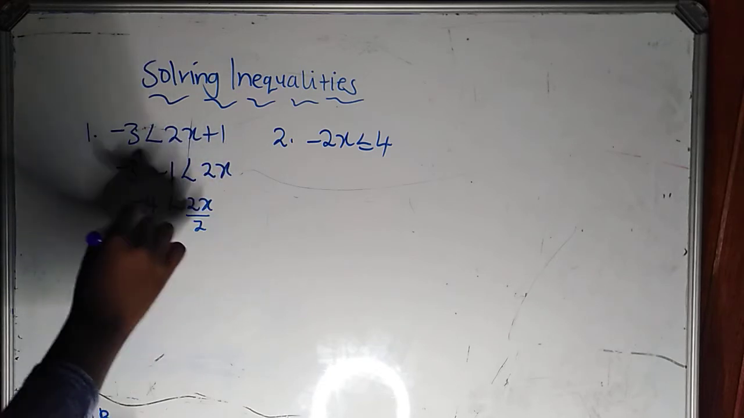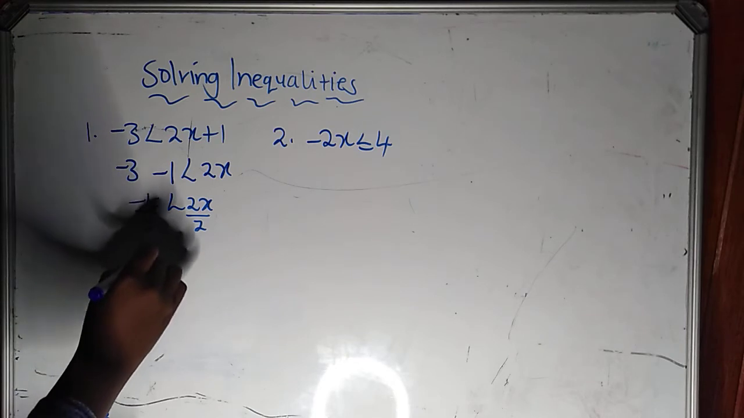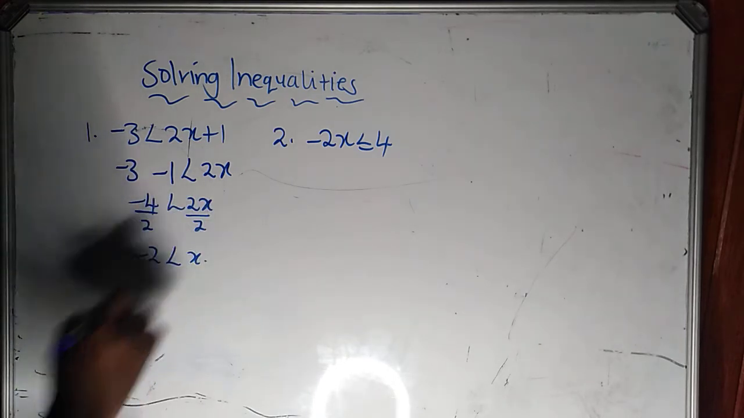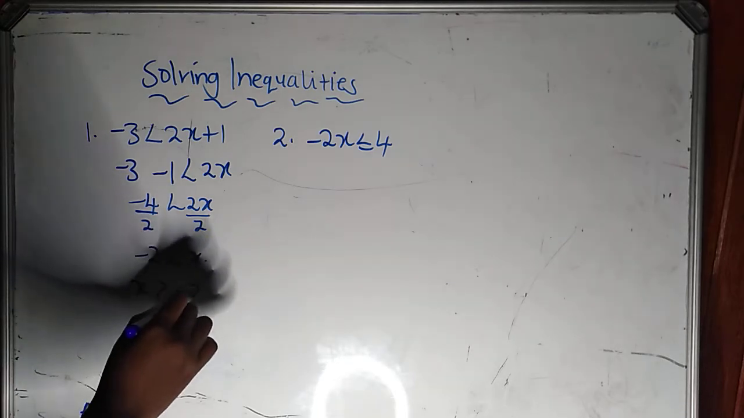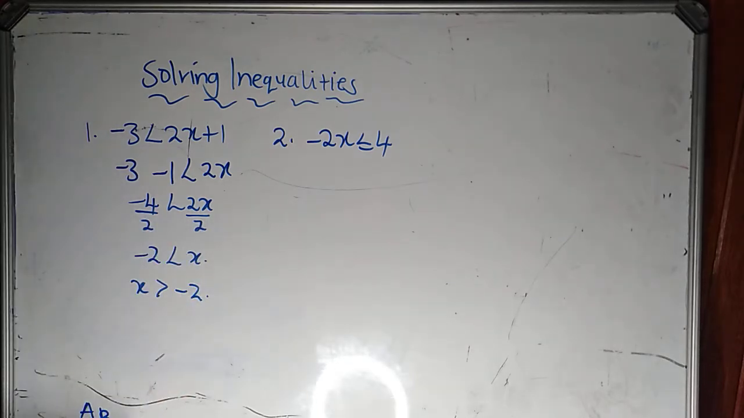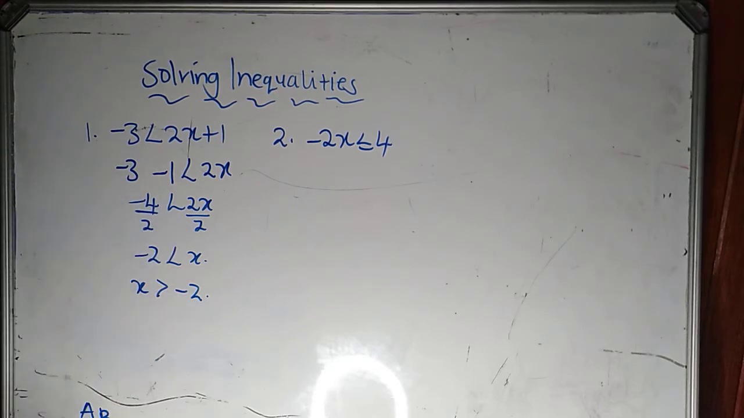Then we divide by 2 both sides, right? When we divide by 2 both sides, we are going to get minus 2 is less than x. Minus 2 is less than x, the same as x is greater than minus 2. I hope you agree with me, right? Minus 2 is less than x is the same as x is greater than minus 2.